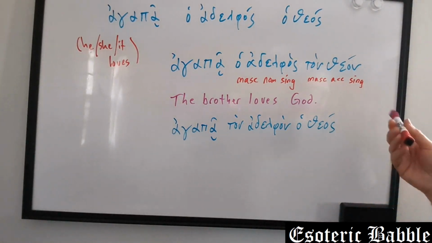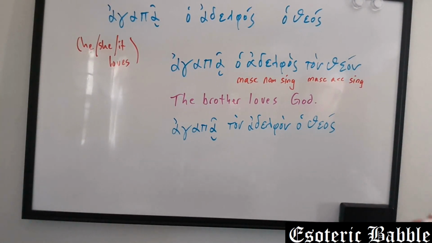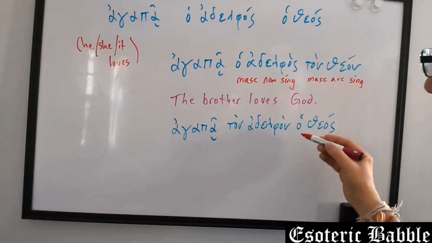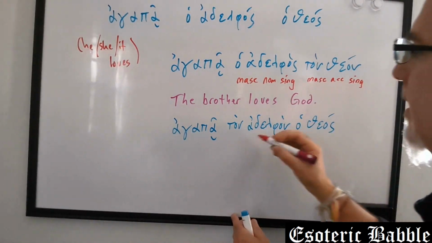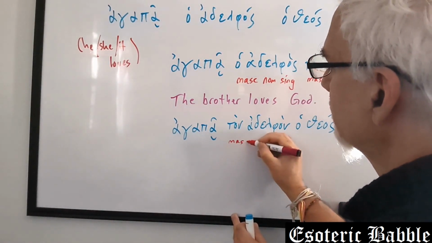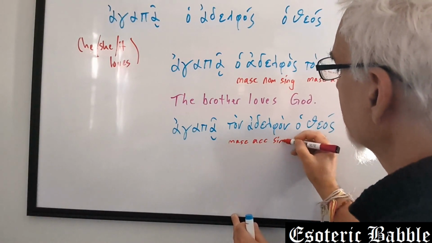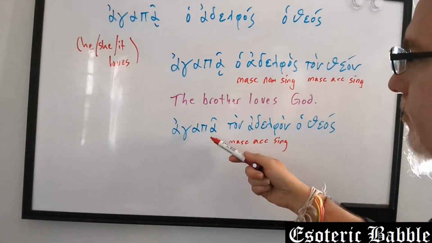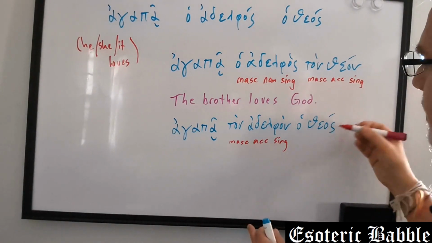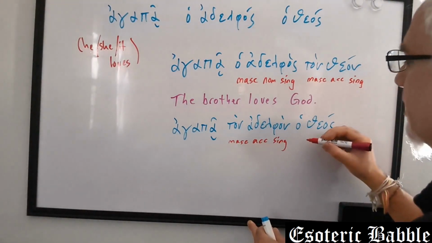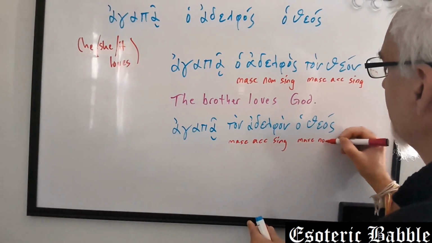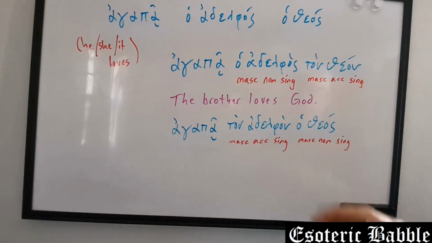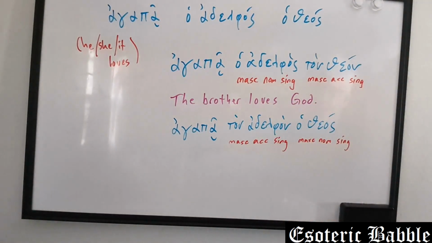How do we know the meaning here? Well, we would do just the same thing. We know the verb is the same. He, she, or it loves. When we come to this word, we see ton adelphon. It is actually masculine accusative, singular. So we know it has to be the object of the verb. He, she, or it loves the brother. And then when we have ho theos, we see that's the masculine nominative, singular. So we know that this is the subject. God loves the brother.